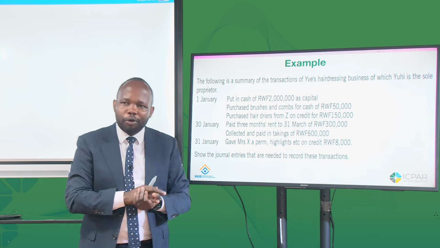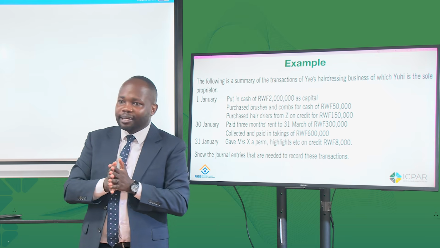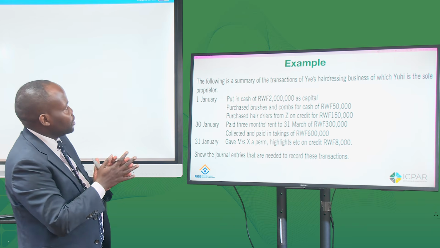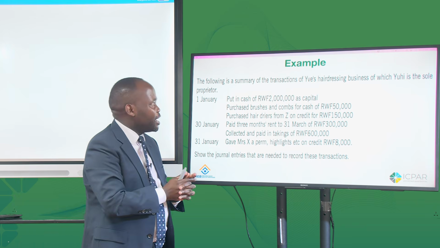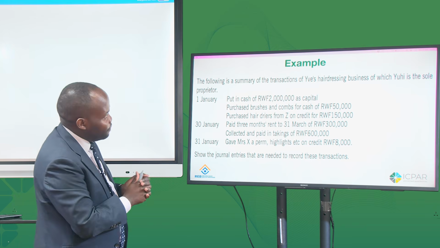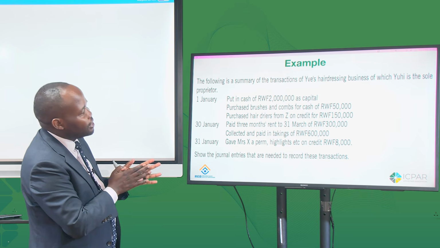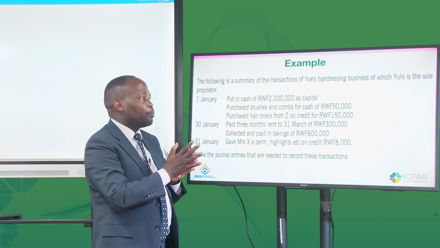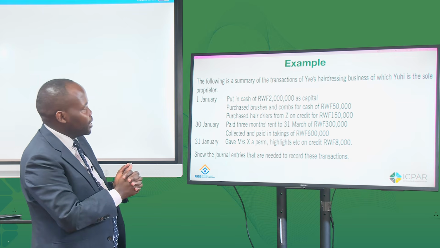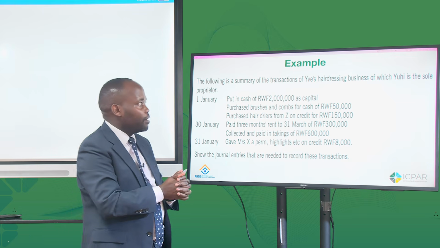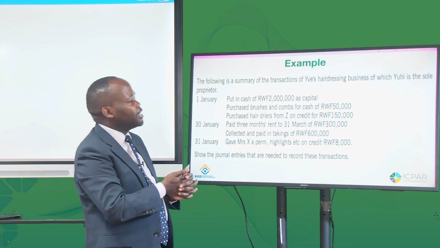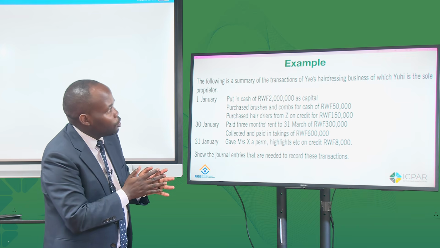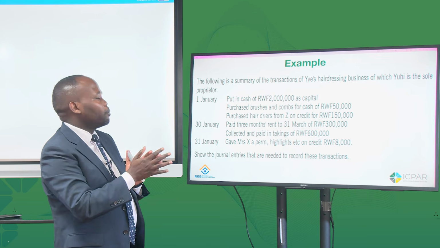We have an example to enable us to post the journal entries. The question reads: the following is a summary of the transactions of Y hairdressing business, of which Y, who he, is the sole proprietor.